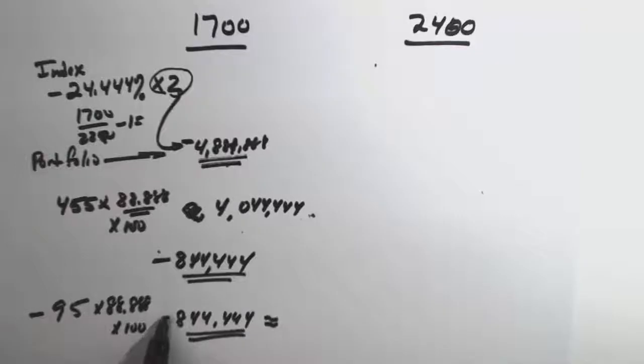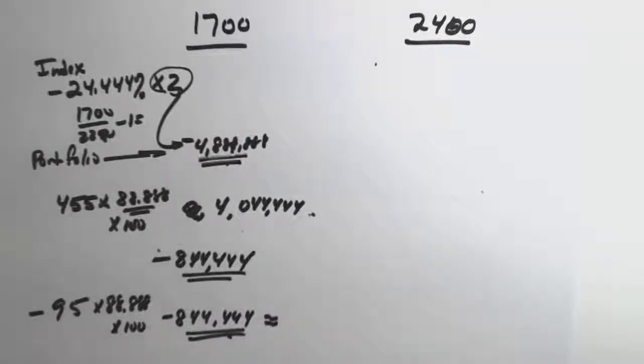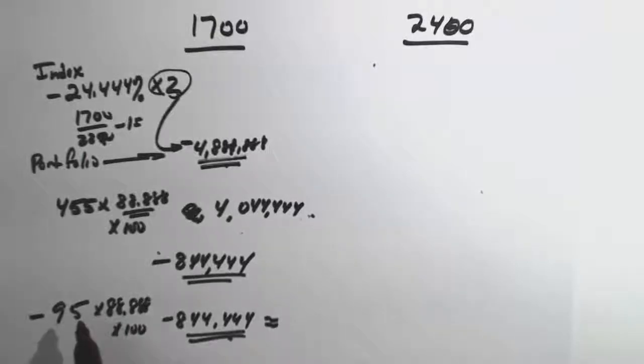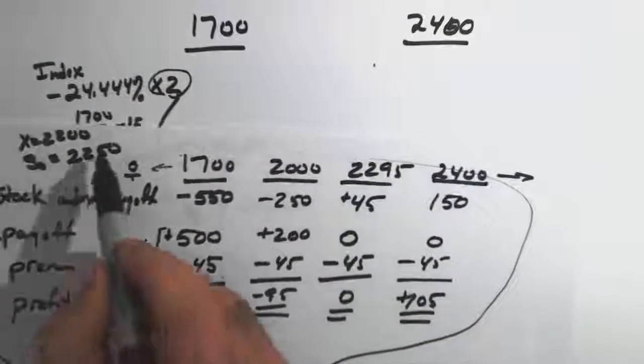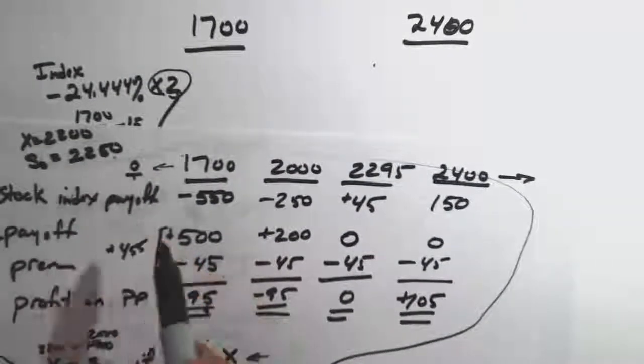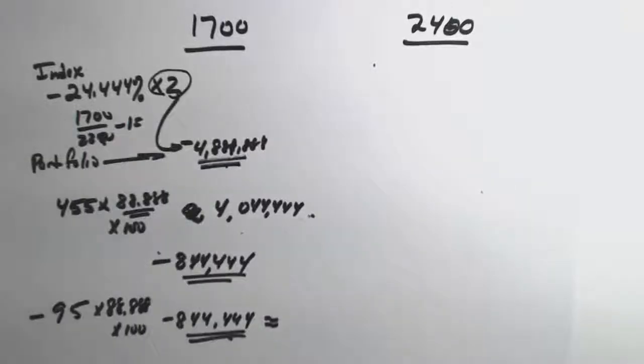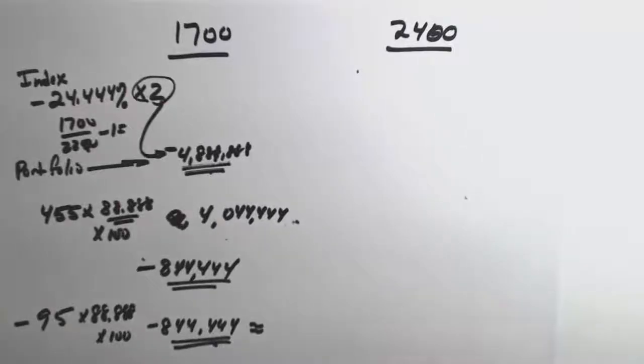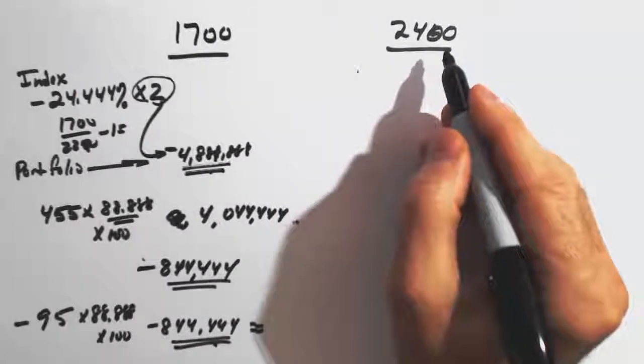Let's get our signs right here, and so we can account for that loss as being the result of, again, the same position. The fact that we were out of the money by 50 and we had to pay a $45 premium. Now, let's do the 2400 scenario.